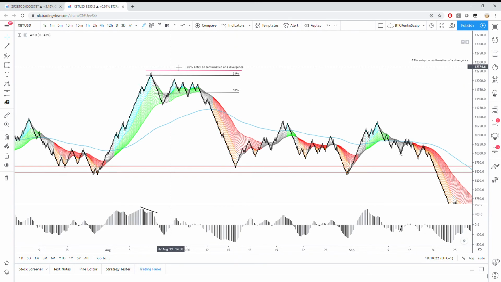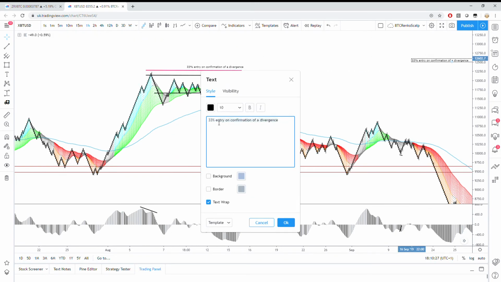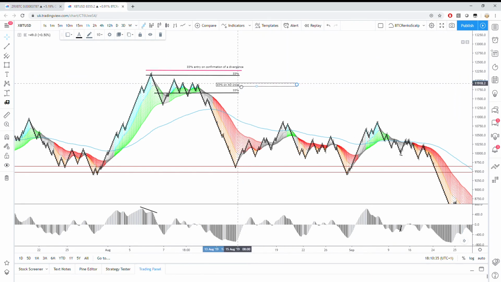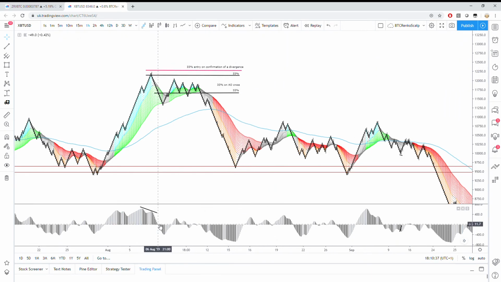So I've got 66% of my overall position. I've entered 33% from the divergence, and I've entered 33% from the cross of the awesome oscillator. What happens afterwards doesn't really matter too much. Okay, we hold the trend, but I have my stop. This is my invalidation point. My trade here is still active.